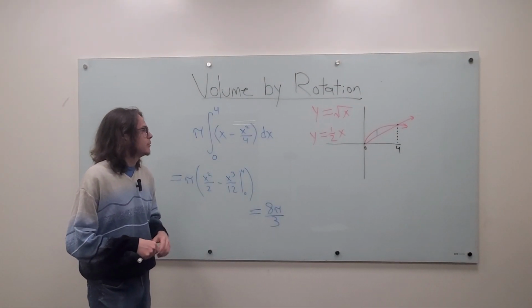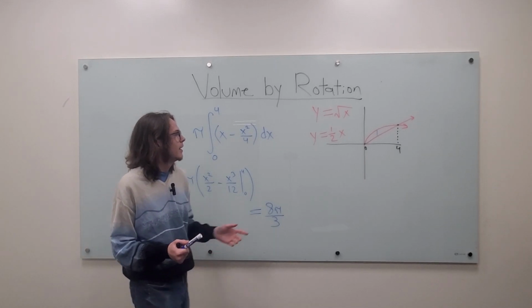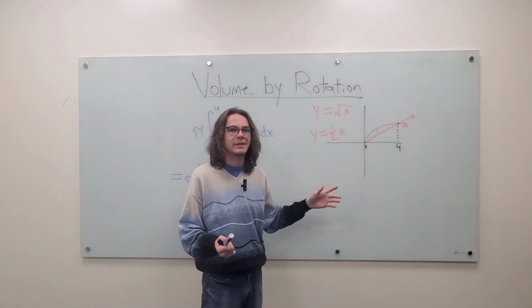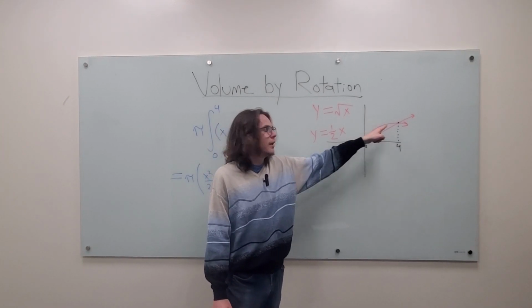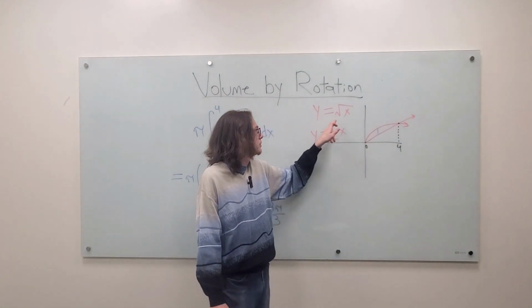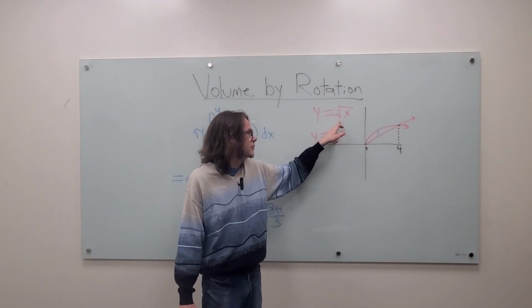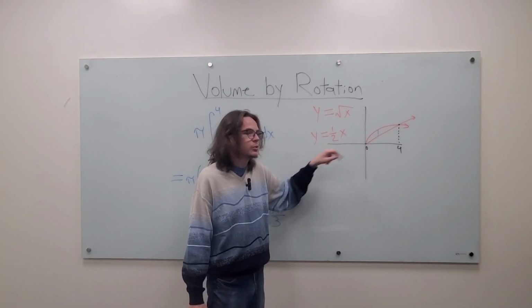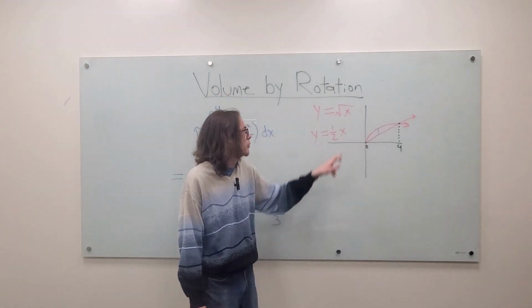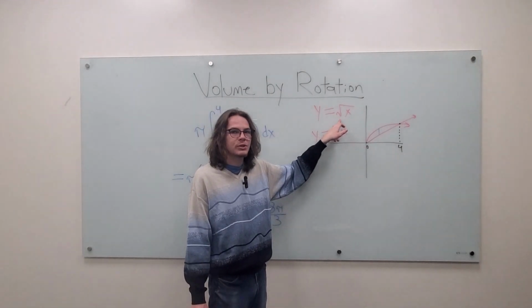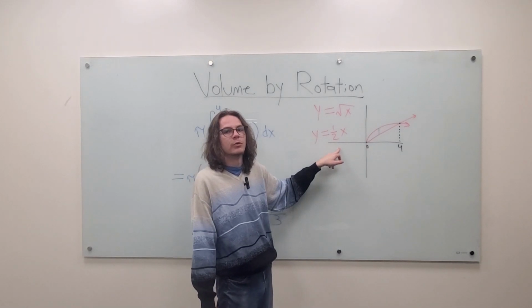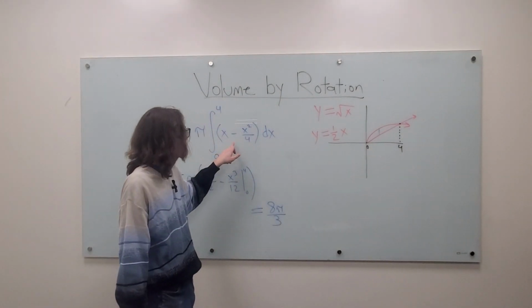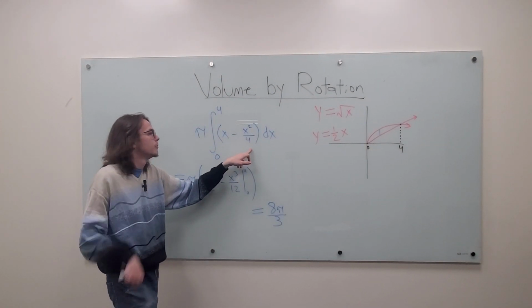So welcome back. If you've just done this practice problem, then because we're using the disk method, remember that it's going to be our big radius, which for this is going to be root x, minus our little radius, which is 1/2 x. So our big radius squared, root x squared, is just x. x over 2 squared is x squared over 4. So we've got x minus x squared over 4.